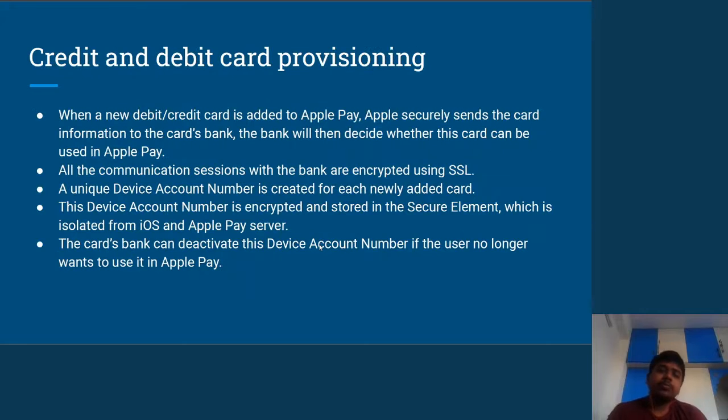Credit and debit card provisioning. When a new debit or credit card is added to Apple Pay, Apple securely sends the card information to the bank, and the bank decides whether the card can be used in Apple Pay or not. All the communication sessions are encrypted using SSL. A unique device account number, or DAN, is created for each newly added card, and this DAN is encrypted and stored in the secure element, which is isolated from iOS and the Apple Pay server. The card's bank can deactivate this DAN if the user no longer wants to use it.